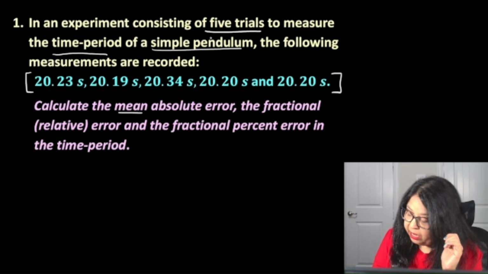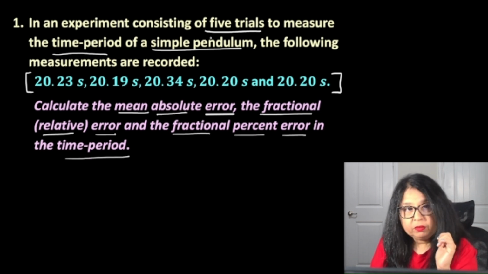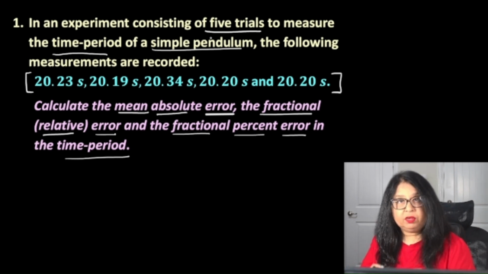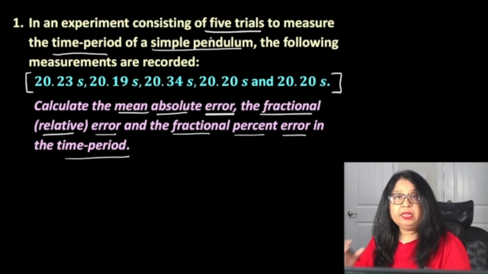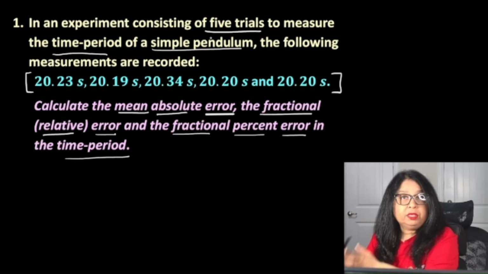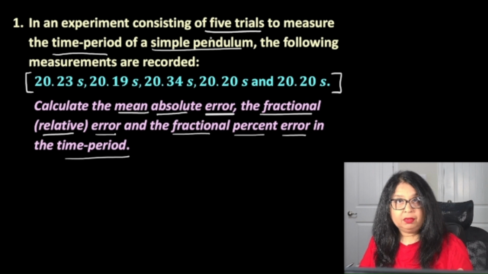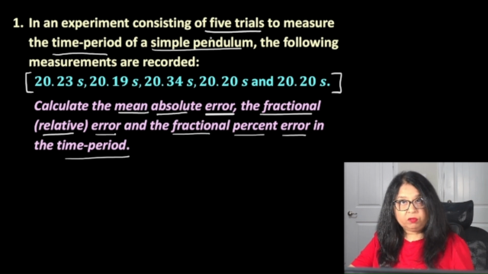It says, calculate the mean absolute error, the fractional relative error, and the fractional percent error in the time period. So what we are going to do is make a list of what is given to us, and a list of what we are asked to do. And then we are going to see how we go from what's given to where we want to reach: which kind of formulae, which kind of equations relate those two things. We're going to find a path between what's given and what we want to solve for.